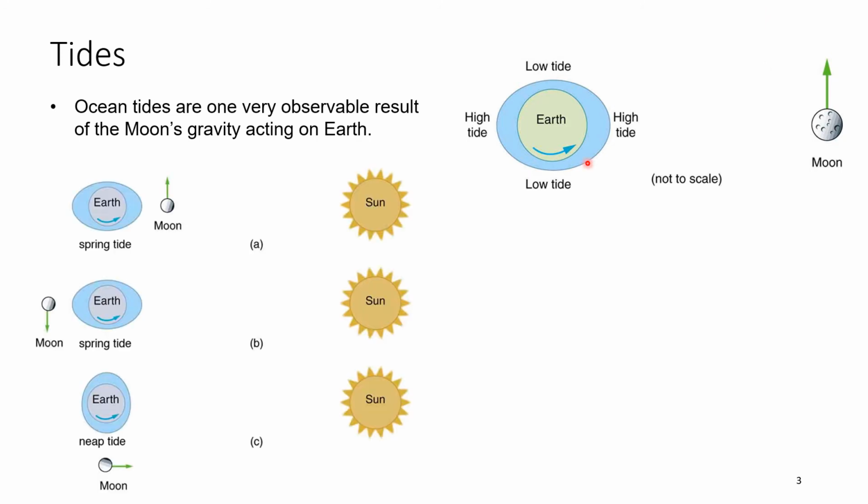The Sun also affects tides, although it only has about half the effect of the Moon. The largest tides, called spring tides, occur when Earth, the Moon, and the Sun are aligned. The smallest tides, called neap tides, occur when the Sun is at a 90-degree angle to the Earth-Moon alignment.